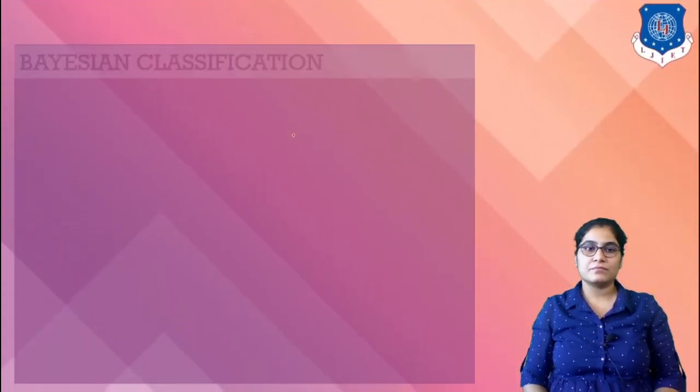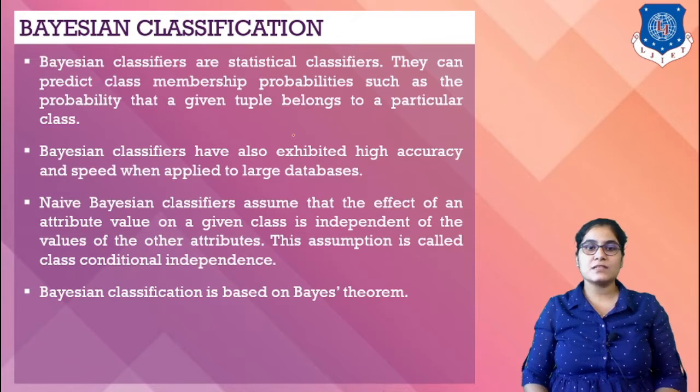So let's get started. Bayesian classifiers are statistical classifiers. They can predict class membership probabilities, such as the probability that a given tuple belongs to a particular class. Bayesian classifiers have also exhibited high accuracy and speed when applied to large databases. Naive Bayesian classifiers assume that the effect of an attribute value on a given class is independent of the values of the other attributes. This assumption is called class conditional independence. Bayesian classification is highly accurate for large sets of data.